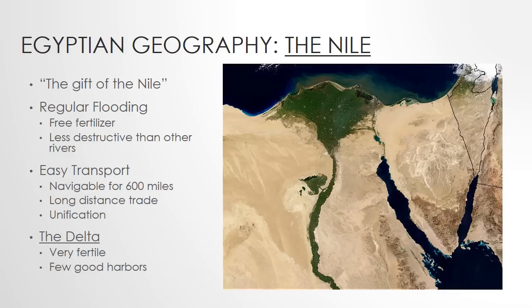One other thing is that the Nile River had a large delta, which you can see up there. It's that green triangle-shaped thing right there, which is why it's called a delta. But the delta was extremely fertile, kind of marshy lowland, and so it was really productive for agriculture, but it also had very few harbors, which led to Egyptian isolation, which I'll talk about in the next slide.